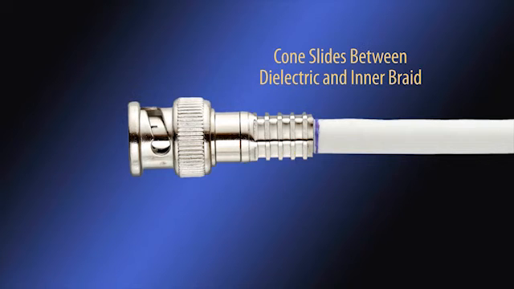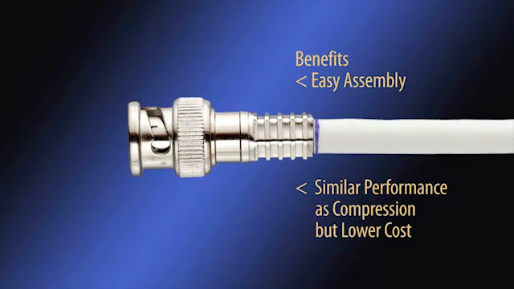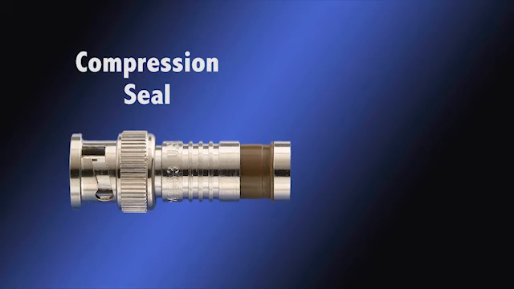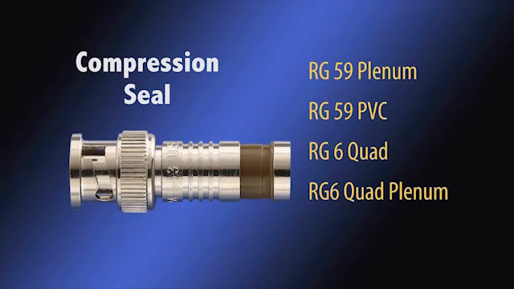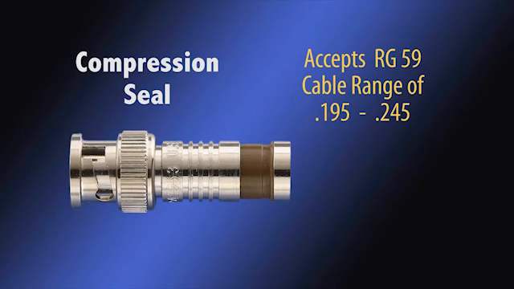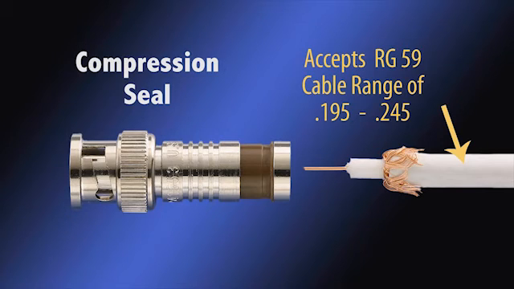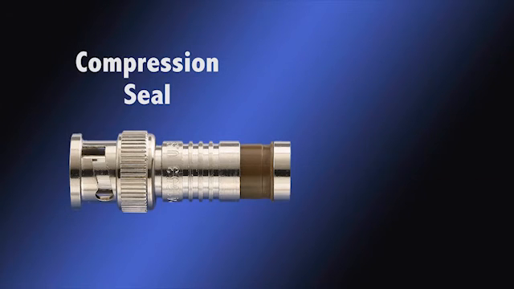The assembly procedure for the Crimp also has fewer steps than the Crimpon type product and can save time in the termination process. I will now describe the compression seal connector. This is a high-end product. It is designed for use with cables ranging from RG59 plenum, 59 PVC, to RG6 quad and RG6 quad plenum. However, for RG59 cables, it has been specifically designed to accept a cable range of 0.195 to 0.245. It has basically the same internal cone design as the Crimp.